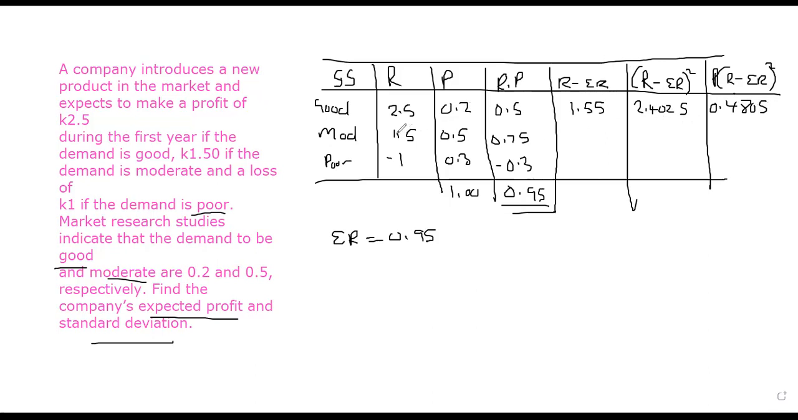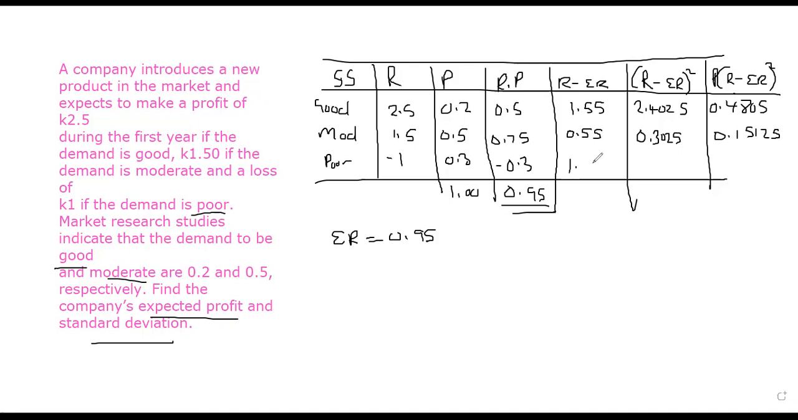We start afresh again here. 1.5 minus 0.95, we get 0.55. Then we square the answer there. We're going to get 0.3025. Multiply this number times the probability. So what's the probability? 0.5. We get 0.15125.